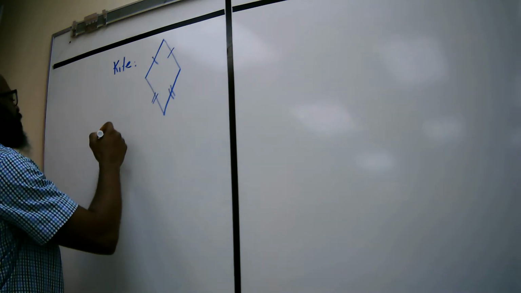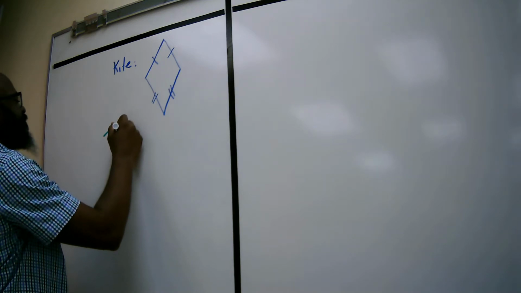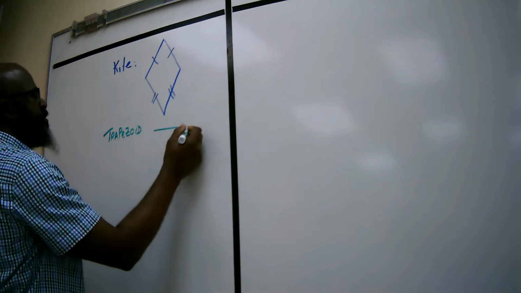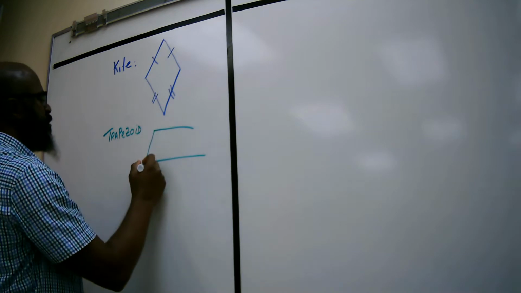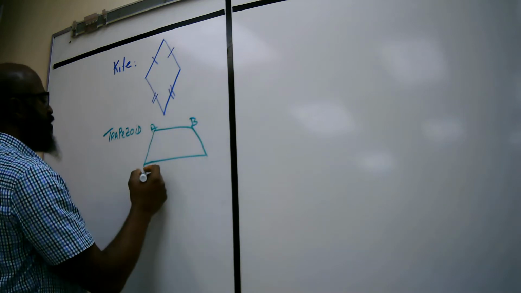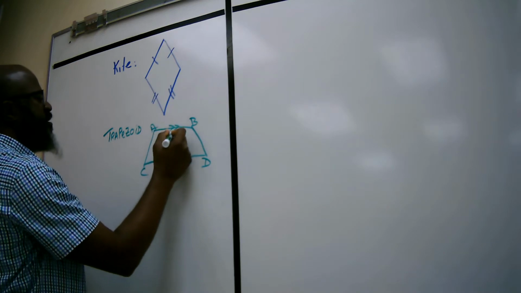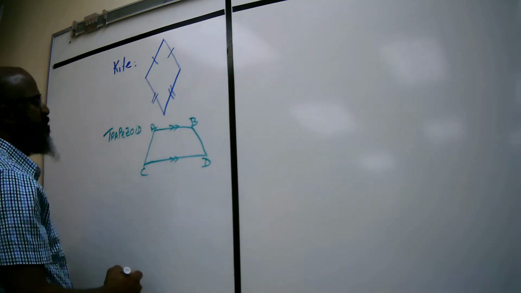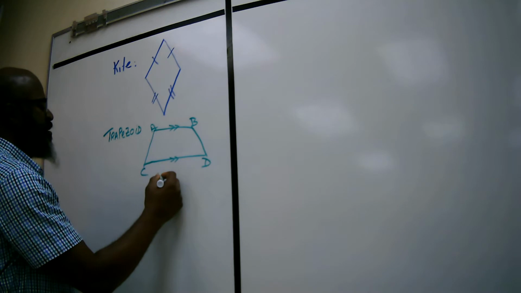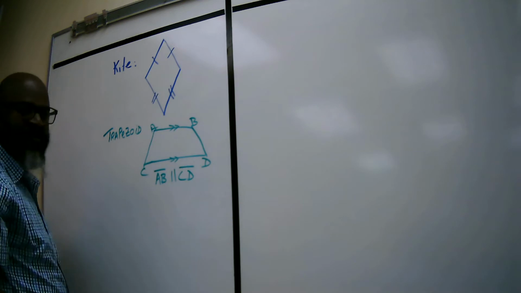The other one is what's called a trapezoid. To be a trapezoid, you must show that one pair of parallel lines, meaning that the bases have to be parallel, meaning that AB will be parallel to CD. A trapezoid has one pair of parallel lines.